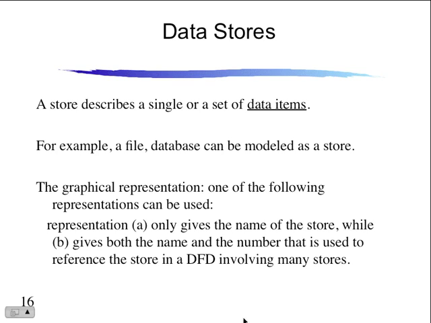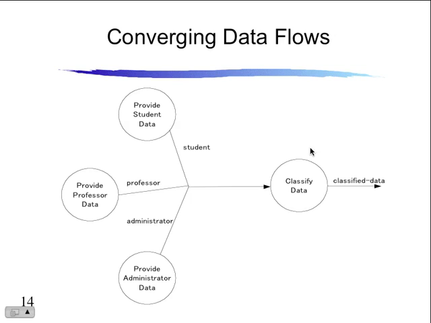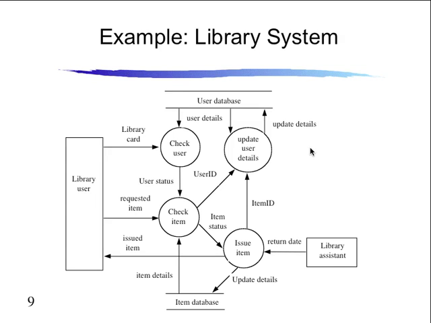Okay, so some concluding thoughts on data stores. A data store describes a single or a set of data items. It doesn't necessarily describe a single database or a table or a column in a table. It's very vague. It's a single or a set of data items. Data items can be any sort of data item. Example, a file or a database can be modeled as a data store. They're modeled the same way, which is why you see in this process, in the descriptions on the diagrams, it actually said database, user database, item database. You'll see that wording used a lot.